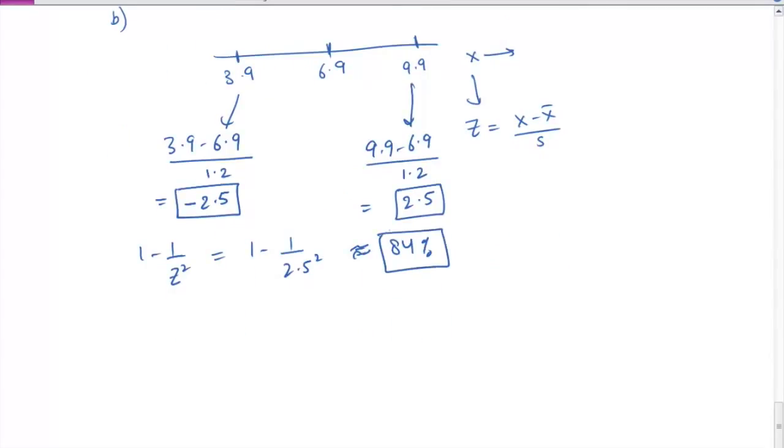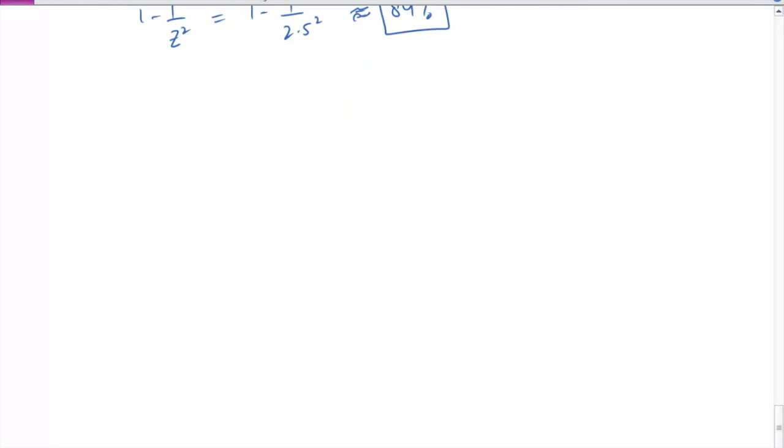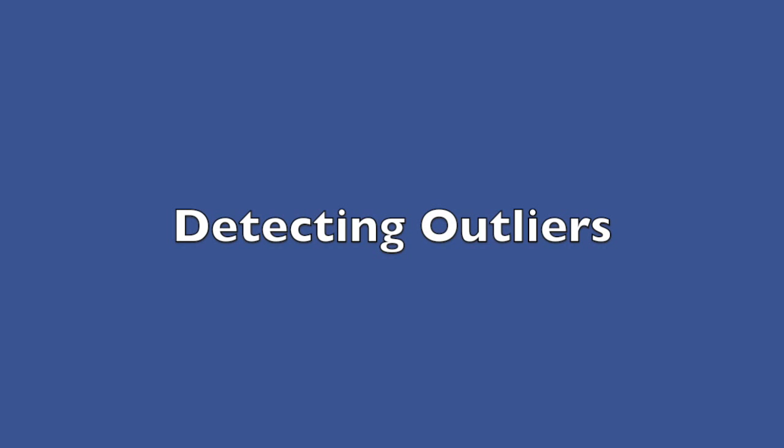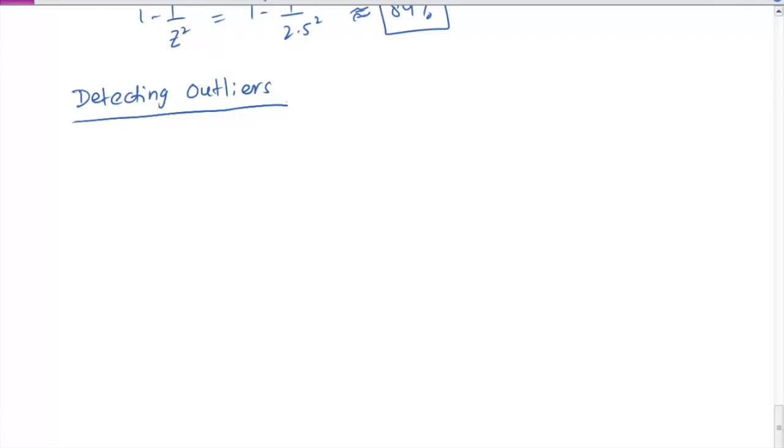So you can say at least 84% of individuals sleep between 3.9 and 9.9 hours. Now another application of z-score is for detecting outliers. Outliers are data points which are unusual.